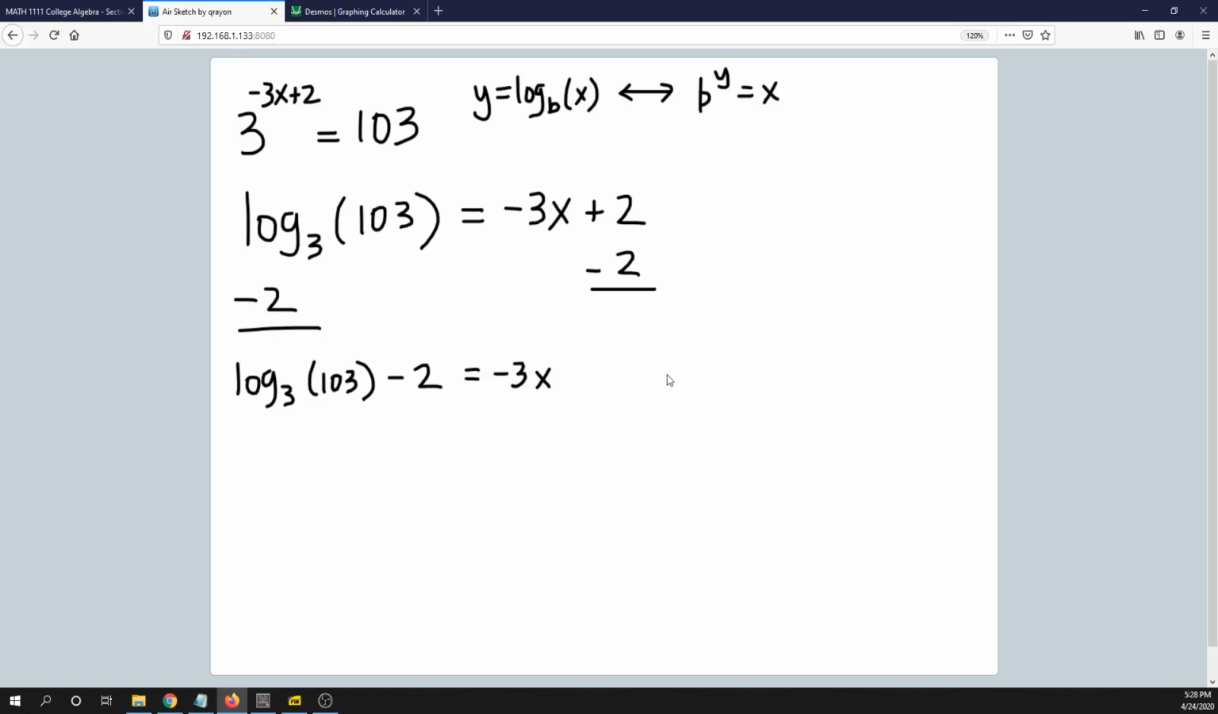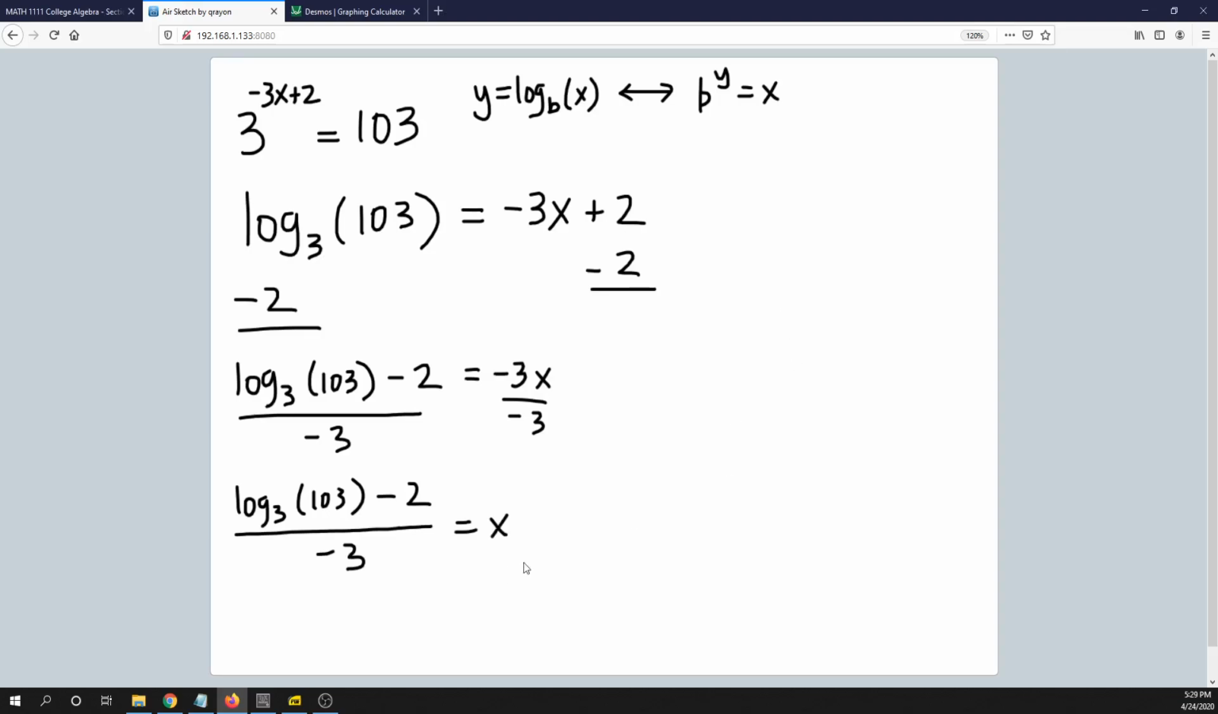Now we can see that we have every term with an x on one side and every term without an x on the other side, so we can divide both sides by negative 3. I'm going to take this entire side and divide by negative 3. So our answer here is log base 3 of 103 minus 2, divided by negative 3, equals x. We've solved for x, and this is our answer.